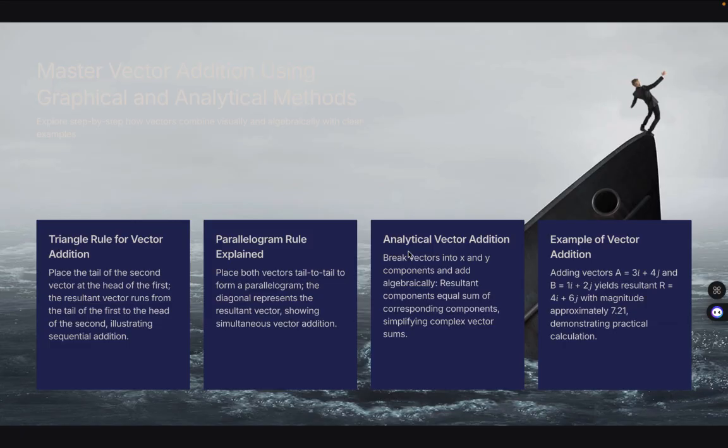The analytical vector addition breaks vectors into x and y components and adds algebraically. Resultant components equal the sum of corresponding components. An example of vector addition: A is equal to 3i plus 4j, and B is equal to 1i plus 2j. These two yield the resultant 4i plus 6j. So 3i plus 1i, you get 4i. 4j plus 2j, you get 6j.